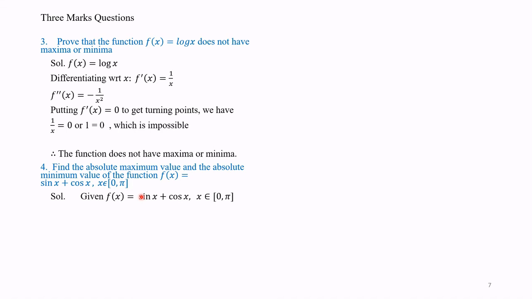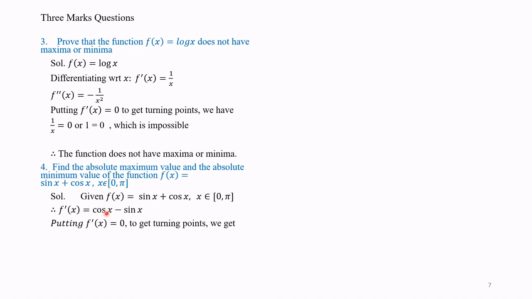Therefore, we will first note down the function as given: f(x) = sin x + cos x. Therefore, taking the first derivative, f'(x) = d/dx of sin x, which is cos x, and d/dx of cos x is minus sin x. This we have written as minus sin x.